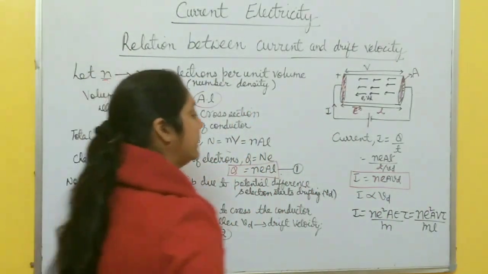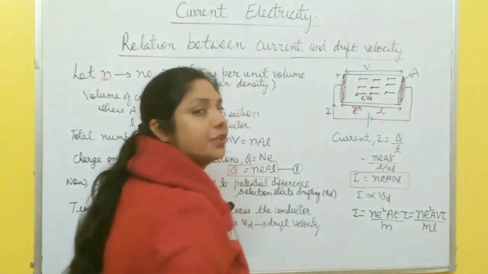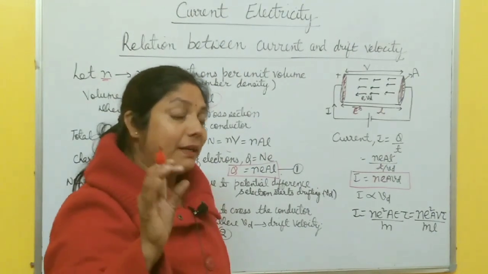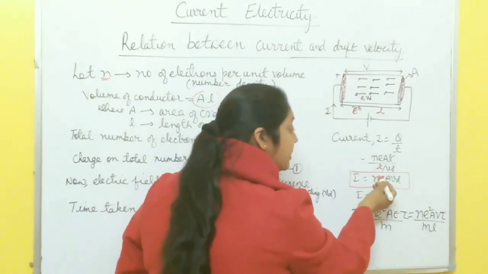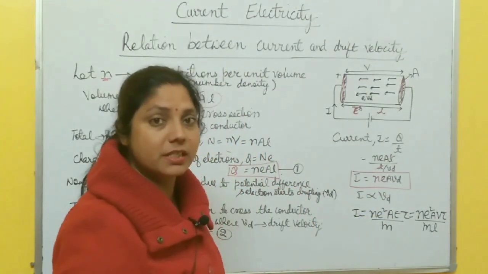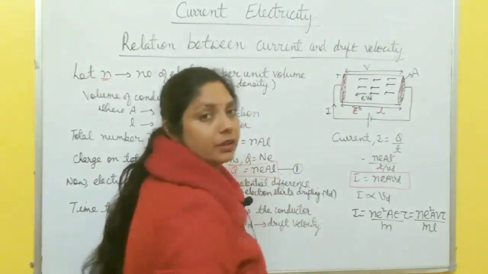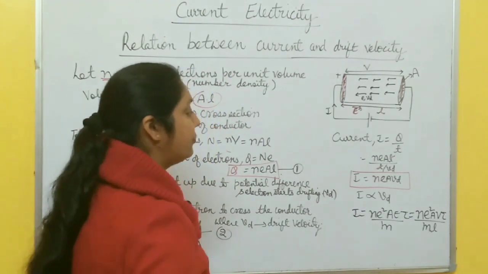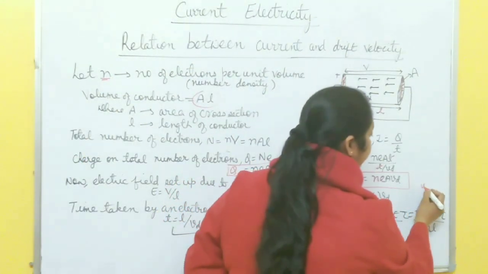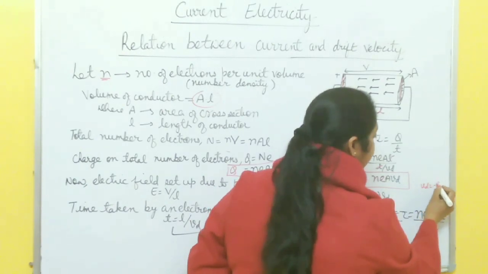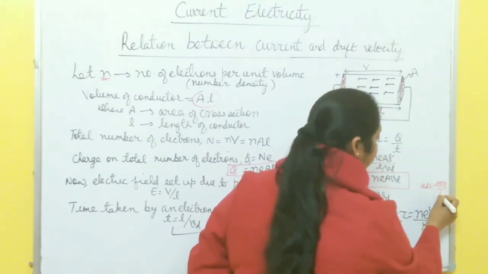From here it's clear that I is directly proportional to drift velocity. But this drift velocity is very small. Still, there is a large number of electrons having these velocities, so the current is also large. In another form, if you know the formula for drift velocity, what is that one? Vd is equal to minus E tau by m.